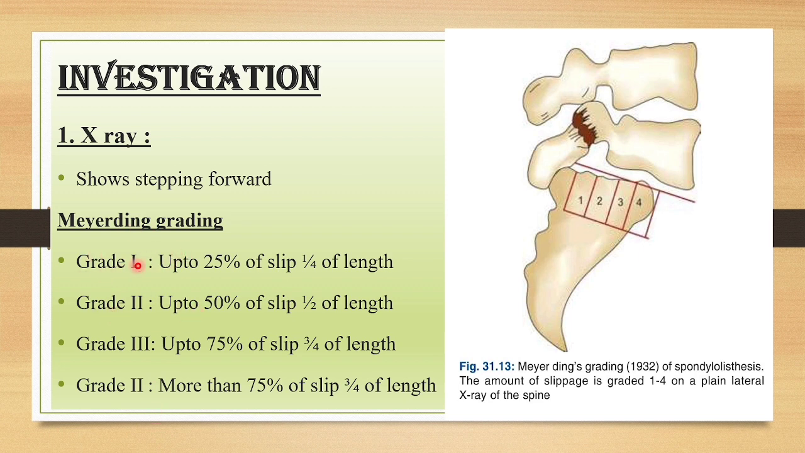So grade 1 is up to 25% of slip, grade 2 is up to 50% of the slip, and grade 3 is up to 75% of slip, or three-quarters of the length. So this is grade 4 actually, grade 4 is more than 75% of the slip. So grade 1 is less than 25%, grade 2 means up to 50%, grade 3 means up to 75%, and grade 4 means more than 75%. This is Meyerding's classification or Meyerding's grading for the degree of slippage of your spondylolisthesis condition. This is the radiological classification.